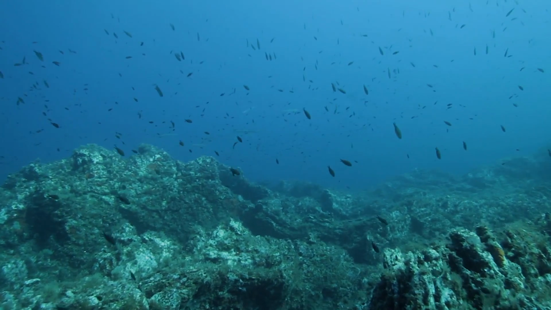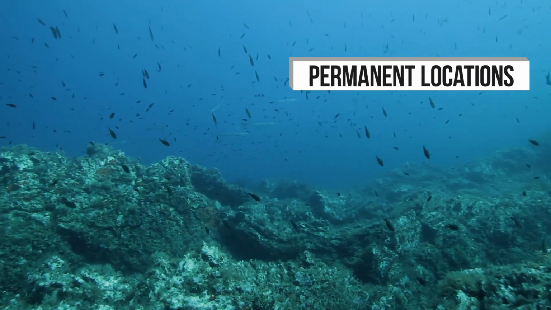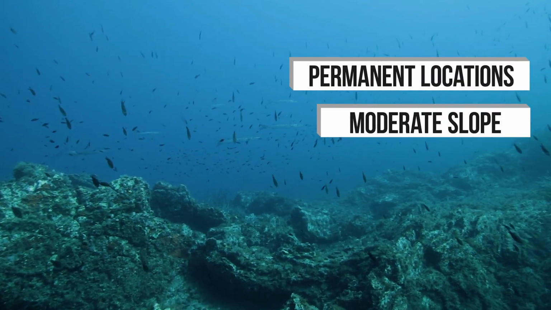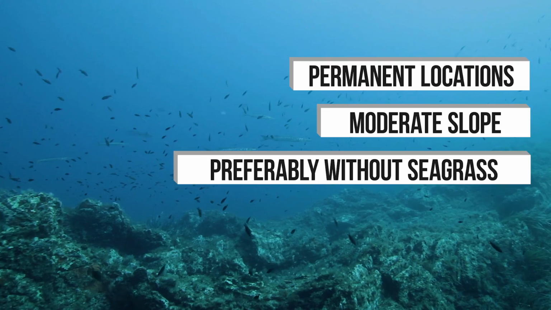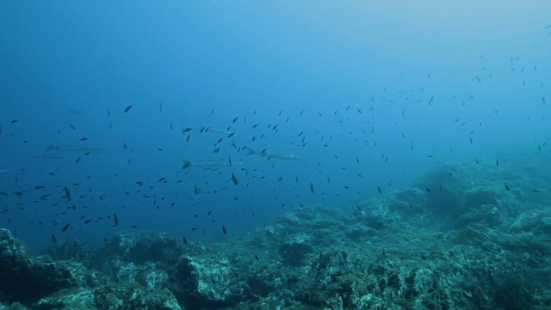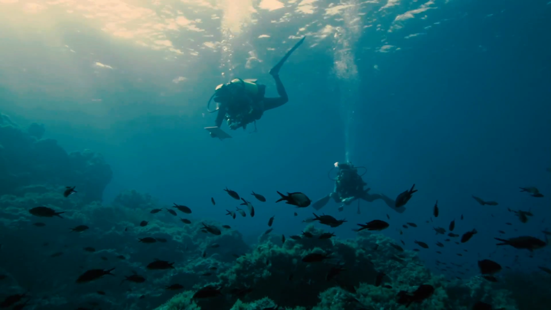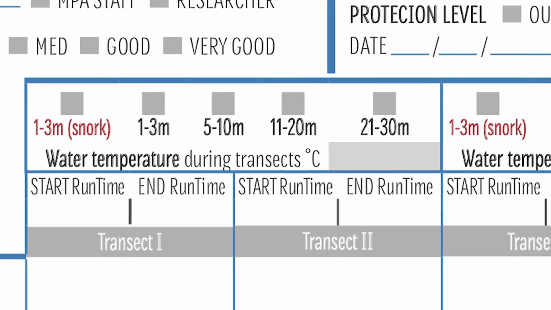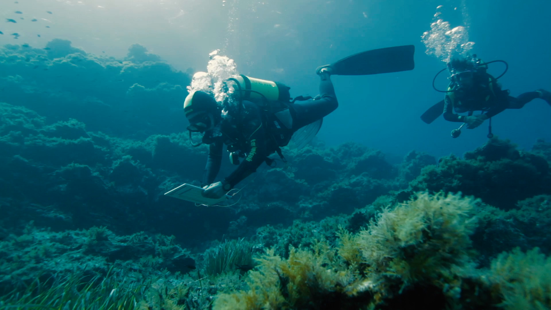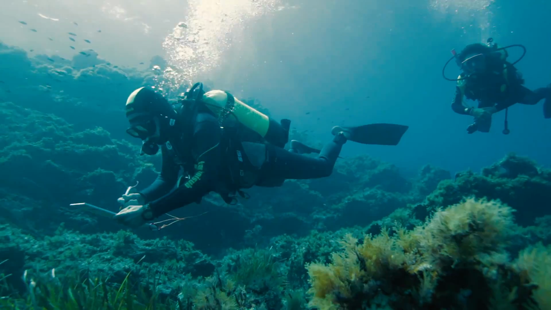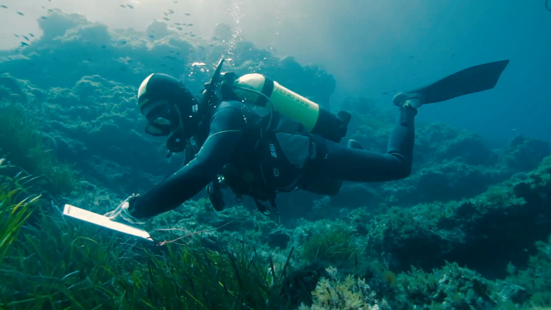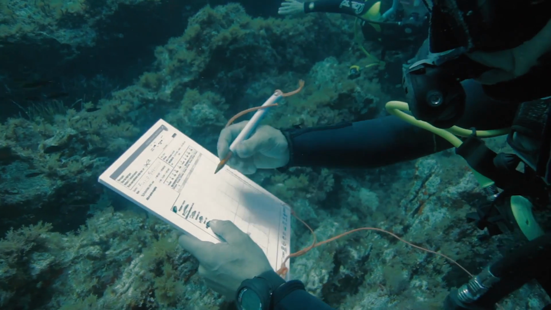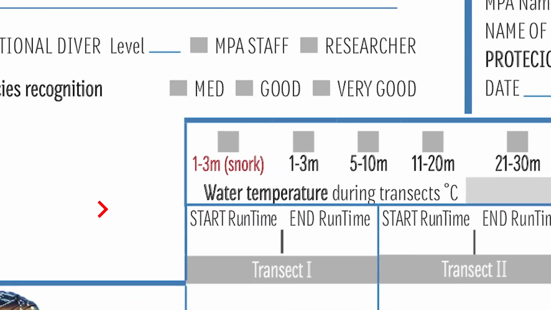Censuses will be performed in correspondence of permanent locations and over rocky bottoms with a moderate slope, preferably without or with few seagrass. Firstly, we choose a depth range, for example, 11 to 20 meters. Then, we start counting the fish, taking note of the start run time.